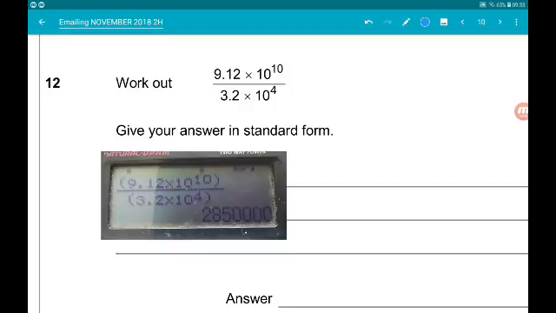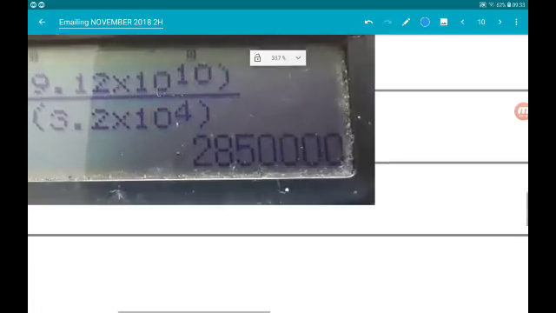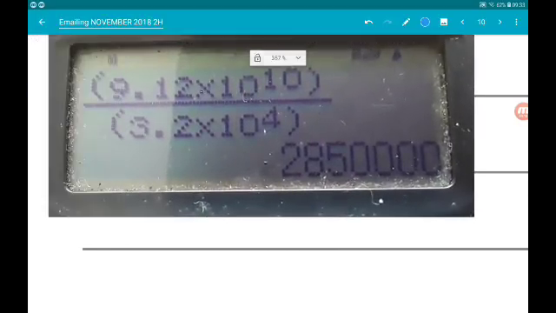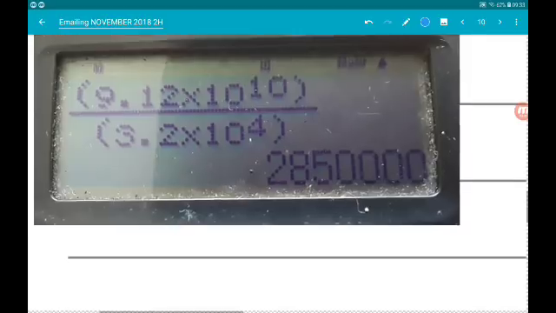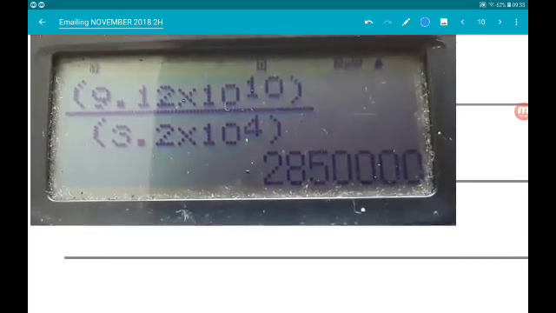Okay, question 12 for 2 marks. Wants us to work out 9.12 times 10 to the 10 over 3.2 times 10 to the 4, giving our answer in standard form. So, this time, here is what I did on my calculator. Use the fraction button, use brackets just to be safe. Hopefully you can get 2850000.